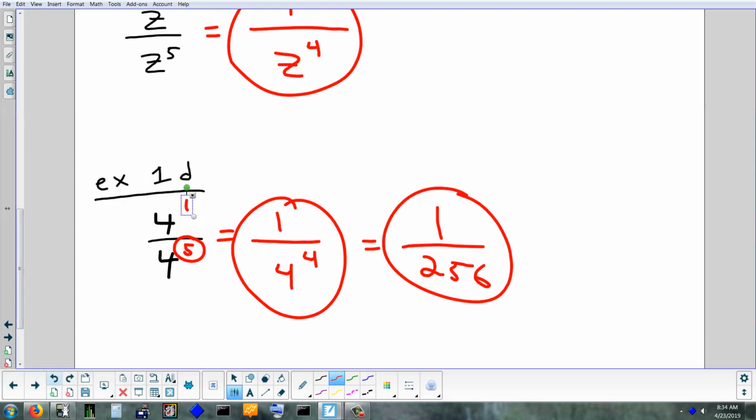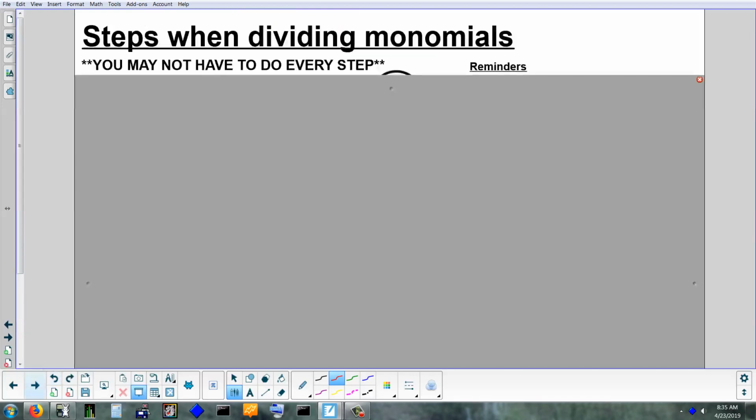Any questions on that one? So pretty straightforward. Every problem there just had one base, right? I think we're going to get into some now that have a couple of bases.